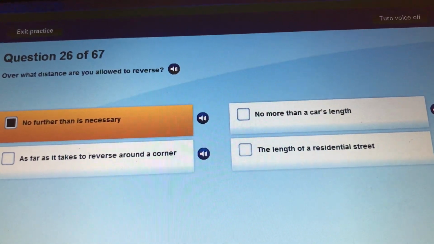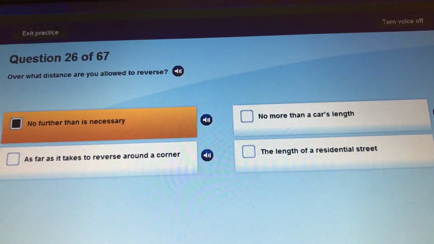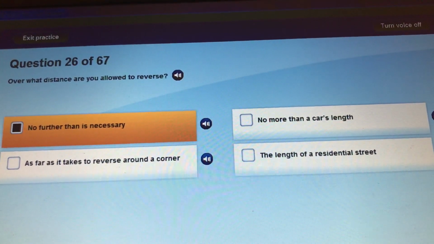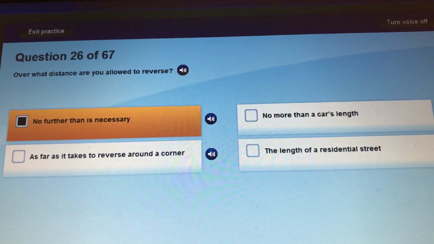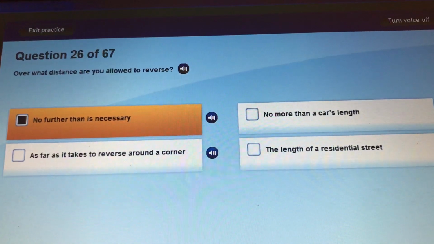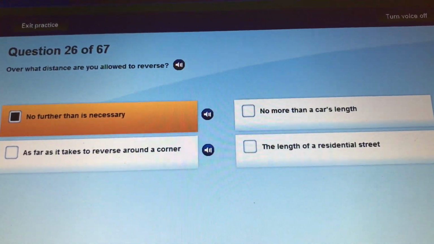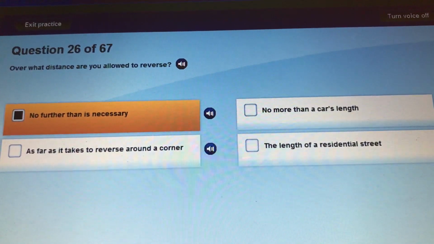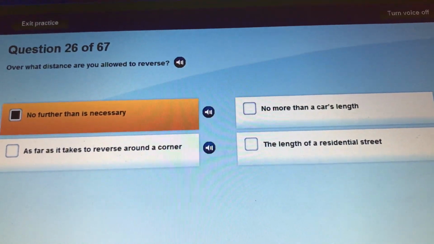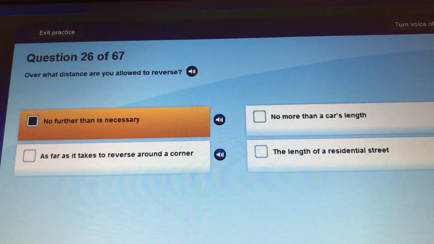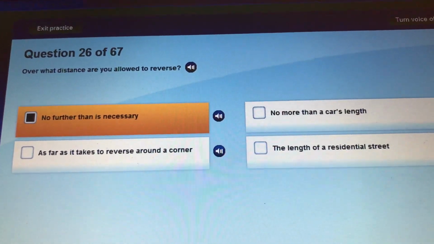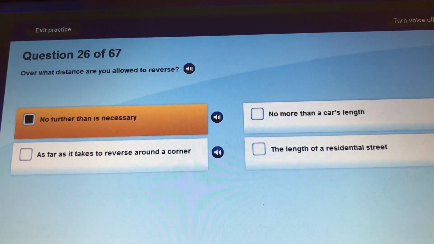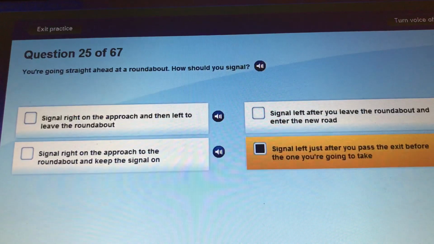Over what distance are you allowed to reverse? No further than is necessary. Again, the question is about the reverse maneuver. Students who have confusion about the reverse maneuver need to book their lesson with their driving instructors to learn how to reverse. But do not reverse further than is necessary.